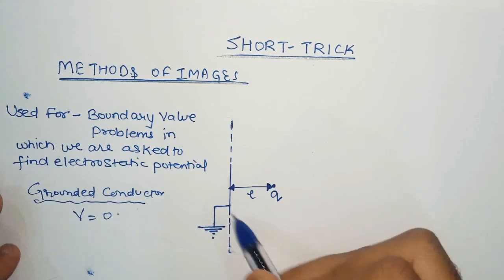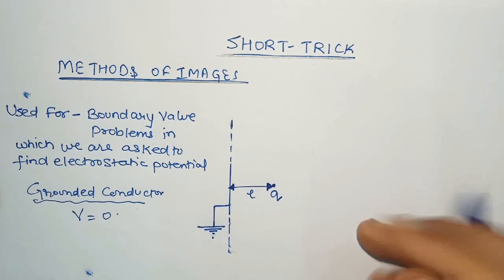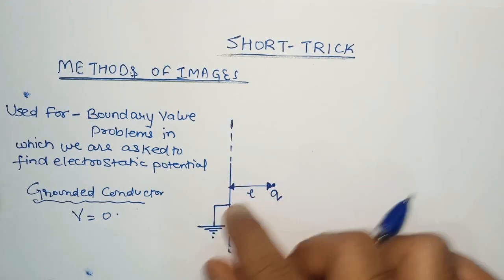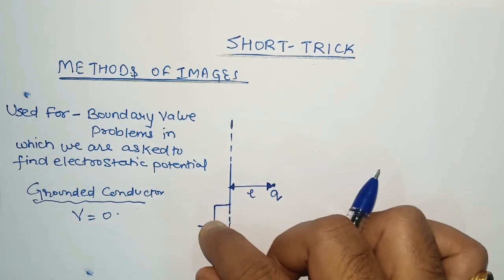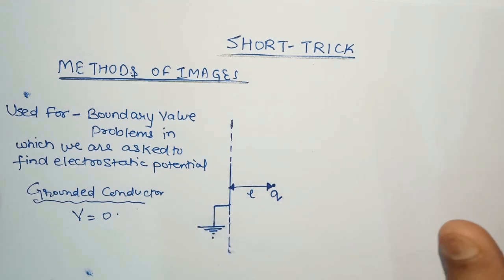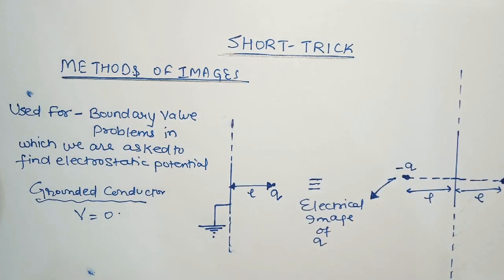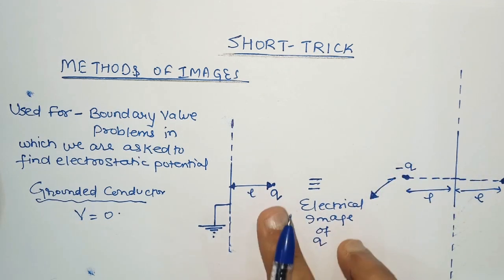Such a problem can be solved by reducing it to an equivalent simpler problem. We begin by removing this conductor and then introducing a new auxiliary system of charges like this. This is the image of this particular diagram. Students, this is equivalent to it, the electrical image of this charge.